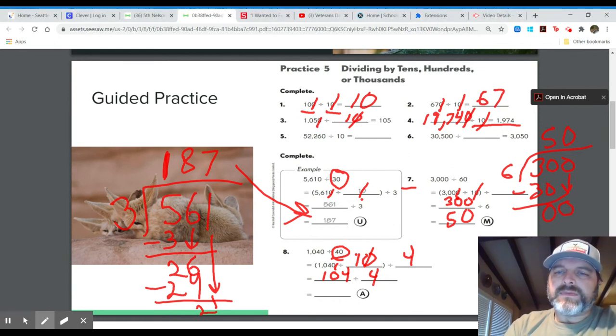Okay, so 104 divided by 4. First question, can 4 go into 1? No. Can 4 go into 10? How many 4s can I take from 10? Answer is 2. 2 times 4 is 8. Subtract it. 10 minus 8 is 2. And then we bring down a 4. And 4 times what is 24? If you said 6, you're right. And so 6 times 4 is 24. And you're done. And you just subtract it, it's 0.